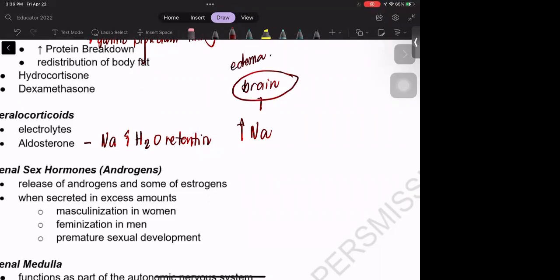It could also be because of cerebral dehydration. Okay, take note of that because your sodium has a very big role on the osmolality. It has a very big role on the osmolality.